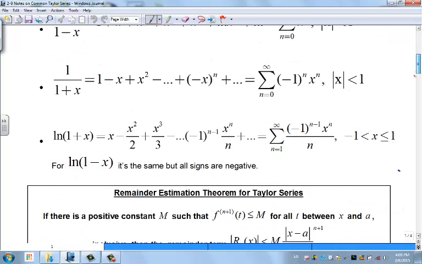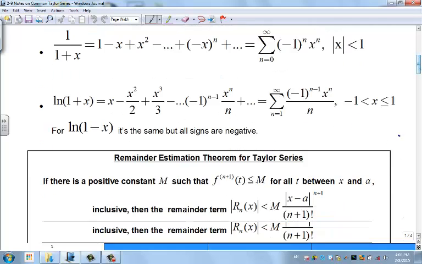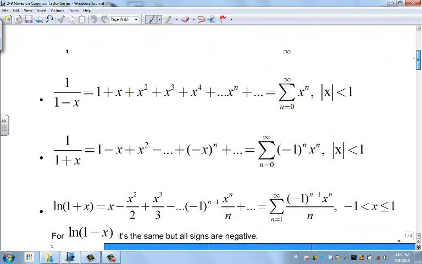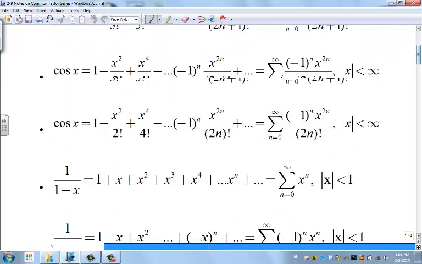Finally, one for the natural log of 1 plus x, and that's basically powers of x over the number of the powers. So it's x to the first over 1, x squared over 2, etc. And that also has an alternating sign. So those should be not terrible to remember. You should memorize all of them.